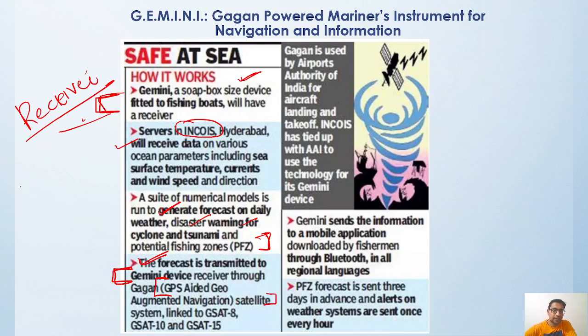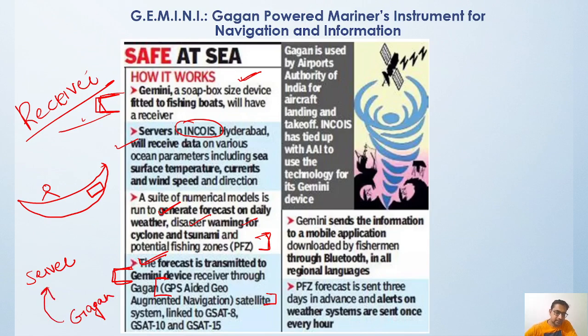If we have this, I'm not good at drawing, please bear with me. So if this is a fisherman, here we have a Gemini, like a soap box, a small box which is fitted in a fishing boat. And there are servers, and then we have a Gagan satellite. This Gagan satellite will send the forecast that is transmitted.